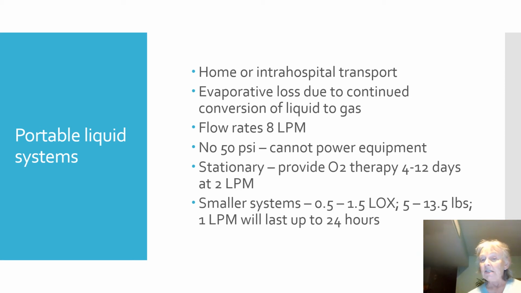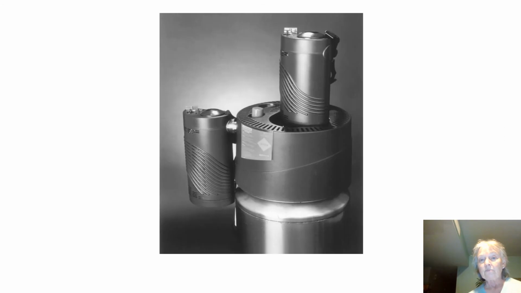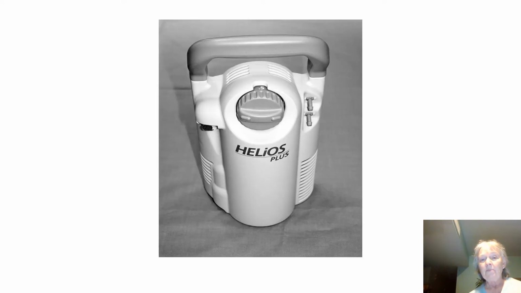You have a stationary system. It provides oxygen therapy for 4 to 12 days at 2 liters per minute. And there you can see smaller systems. Usually that time, 1 liter will last in some cases up to 24 hours. And this is just a picture of a system, and it has its smaller system on the side there. Very fast. And this is another one. This is one of the ones that we saw first. And it's actually much smaller than this picture.